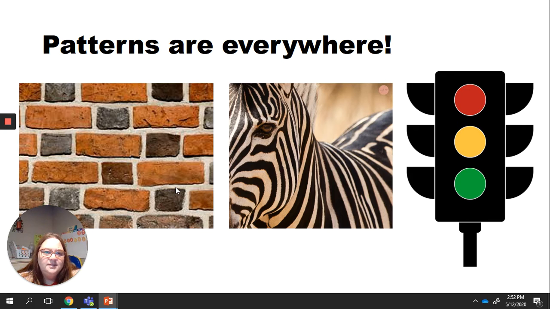So look here. This is some sidewalk, and I see long, short. Those bricks are long, short. Long, short, and it repeats all over the sidewalk. The next thing we're looking at is the zebra. His patterns are white, white, and black. He has stripes all over his body that repeat, white, black, white, black.